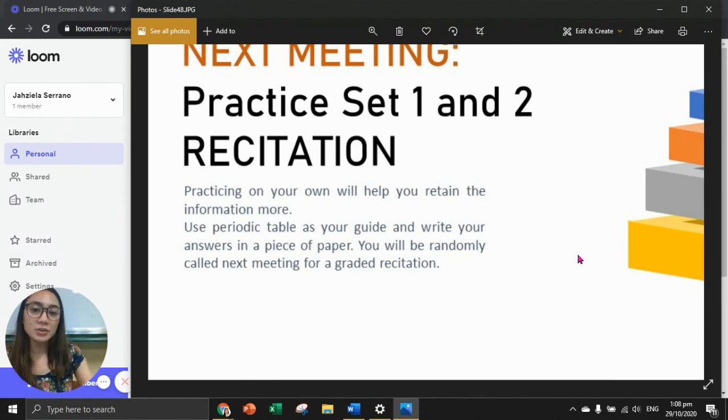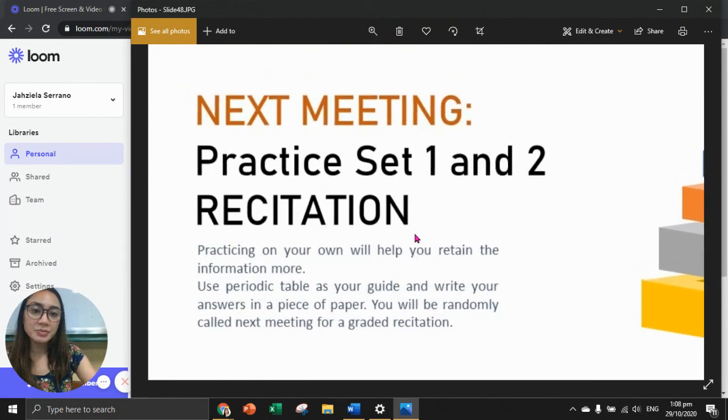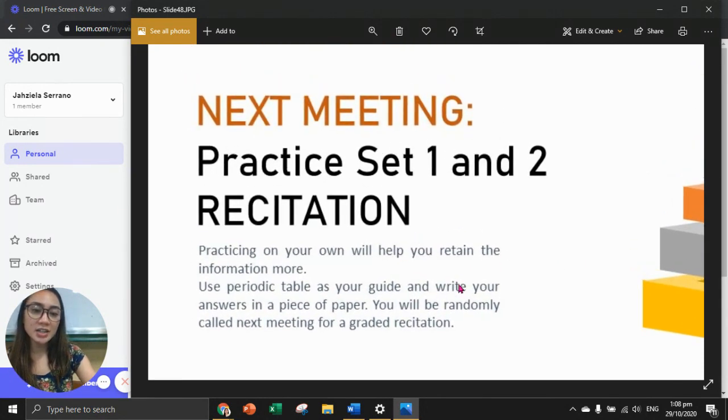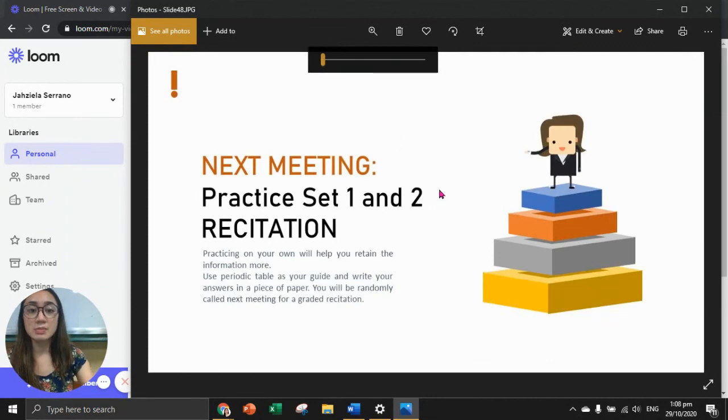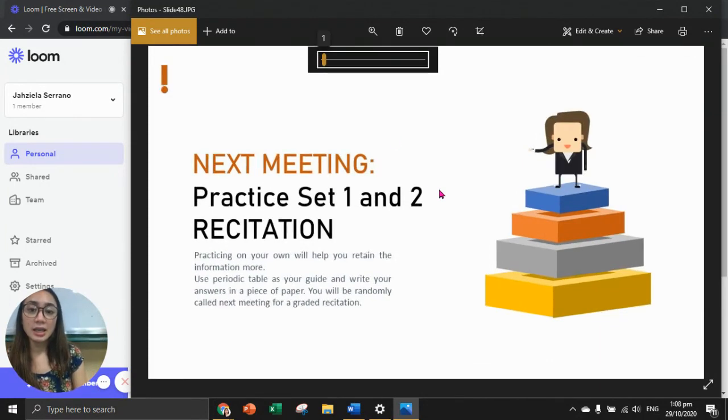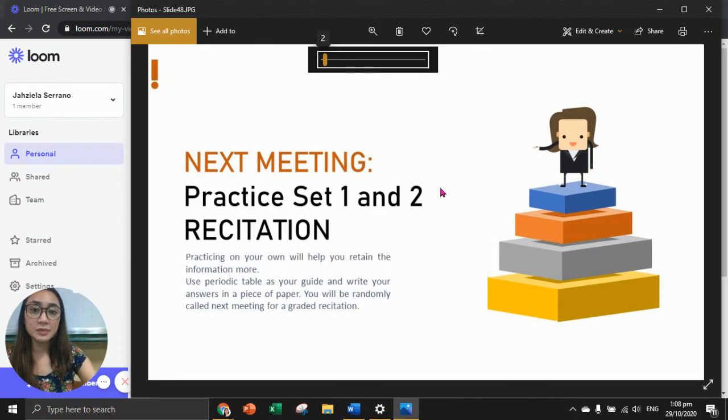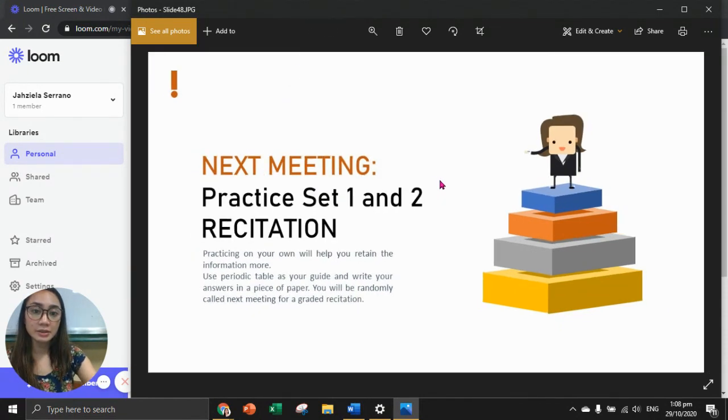So, here you have to use a periodic table as your guide and write your answers in a piece of paper because you will be randomly called next meeting for a graded recitation. So, ibig sabihin, nag-expect ako na lahat kayo is present next meeting. Okay? And what else do we have here?